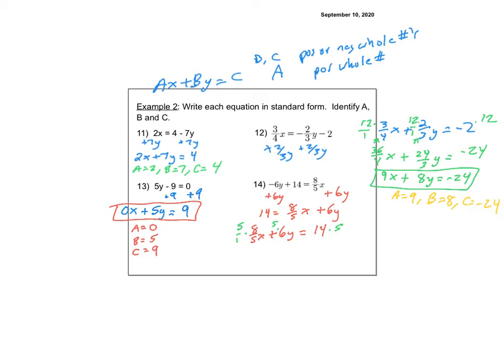So then I could just multiply my numerators. 5 times 8 is 40. 5 times 6 there is 30. 14 times 5 there is 70. So then 40 divided by 5 in that first term there is 8x. 30y equals 70. So now let's identify our pieces. A is 8, B is 30, C is 70.